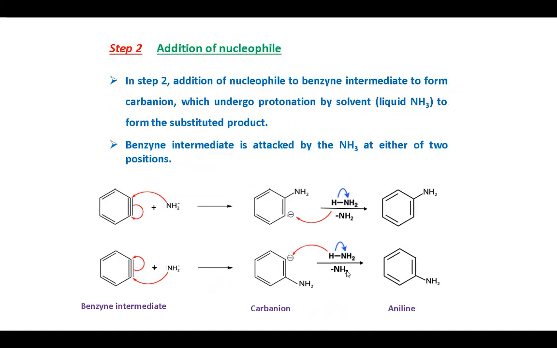Step 2 is the addition of nucleophile, that is NH2-, to benzyne intermediate, to form carbanion, which undergoes protonation by solvent like liquid NH3, and this benzyne intermediate is attacked by NH3 at either of two positions to give different products.